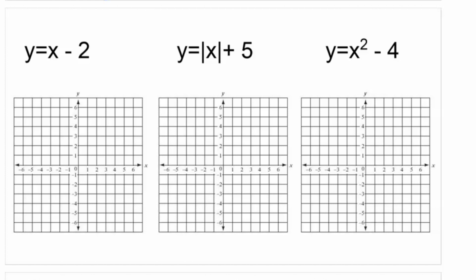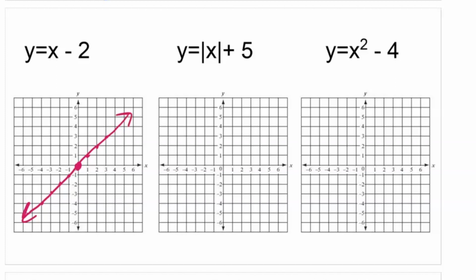We have y equals x minus 2. So I'm actually going to start by graphing the parent function. So the parent function goes through 0, 0, and it goes up 1 over 1, up 1 over 1, up 1 over 1, and I'll do that in both directions here. So this is the parent function.